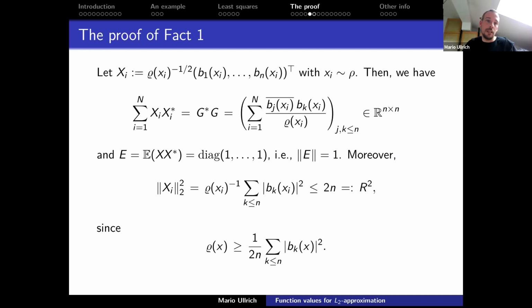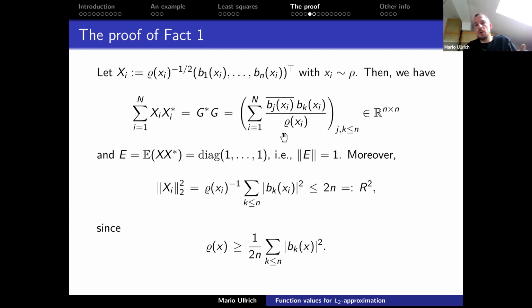apply it twice. First, remember that's the good basis. We consider the vector xi, which is just given by these vectors, scaled by rho. Right? Xi depends on the point xi, and xi is chosen with respect to rho. Okay. Why do we choose this vector? We choose this because then the sum of the rank 1 matrices we get out of that is just the same as our matrix G we are interested in, but here we take G transpose times G. Okay. This is this matrix.